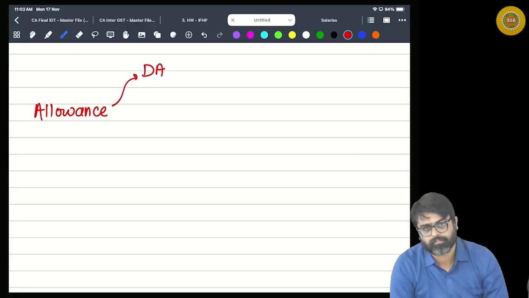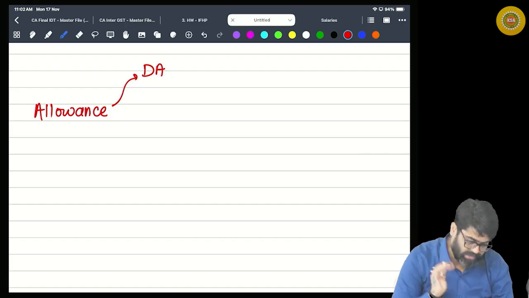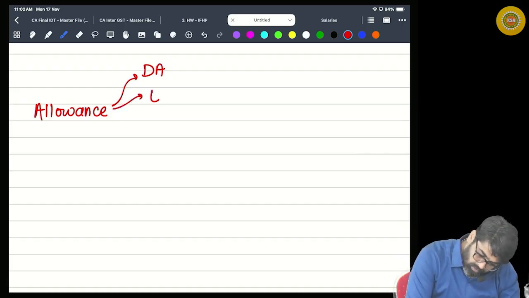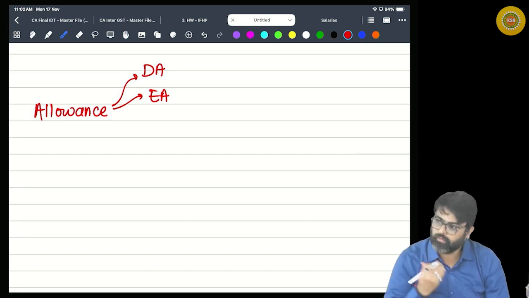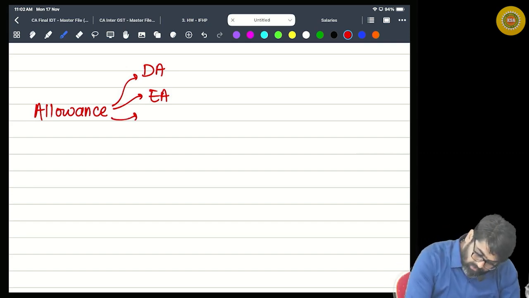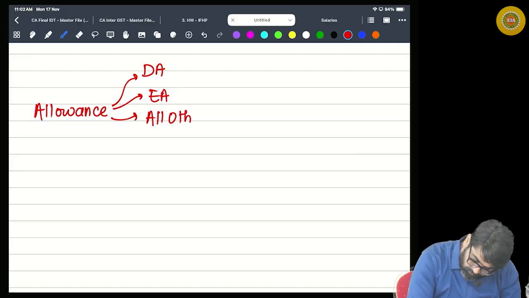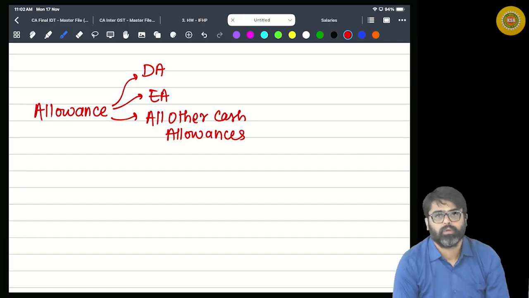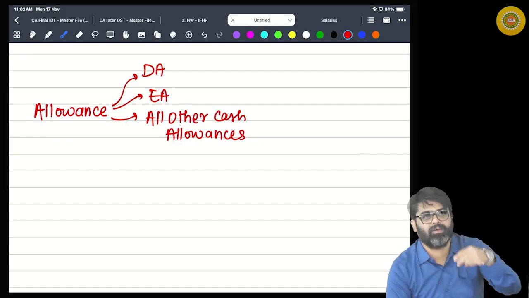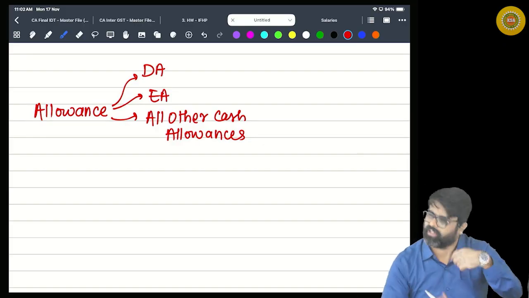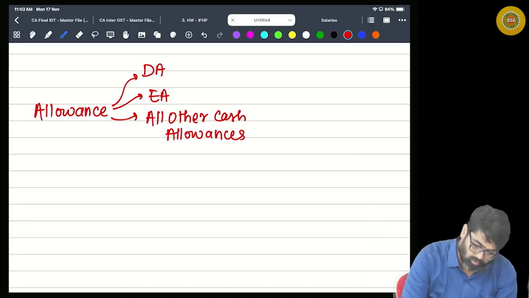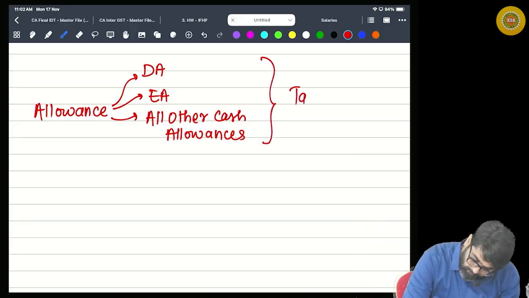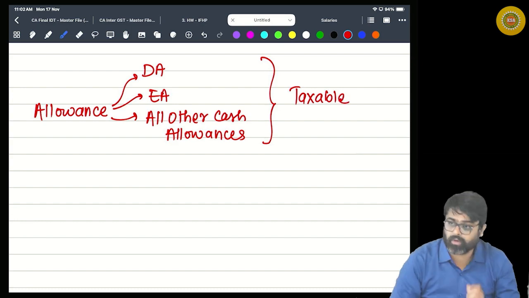Now the allowances can be dearness allowance. What will you do with this? Fully taxable. Then you can see entertainment allowance. It will also be fully taxable. Then all other cash allowances. Examples I gave you: city compensatory allowance, overtime allowance, lunch allowance, then domestic servant allowance, any type of allowance, all other cash allowances. What are you going to do? Taxable.